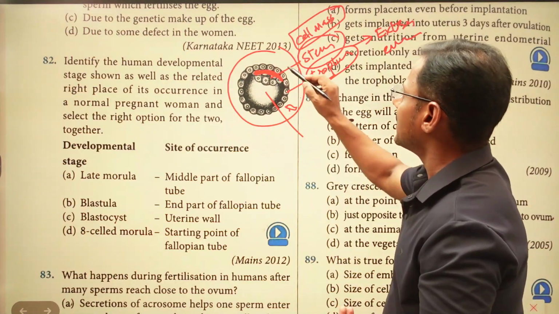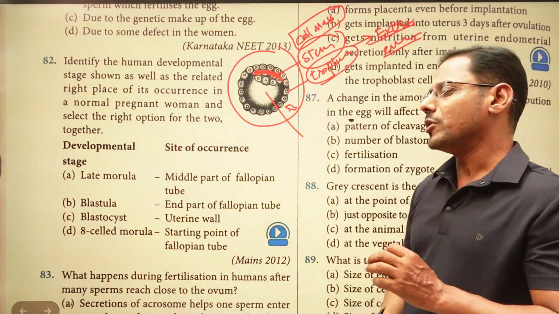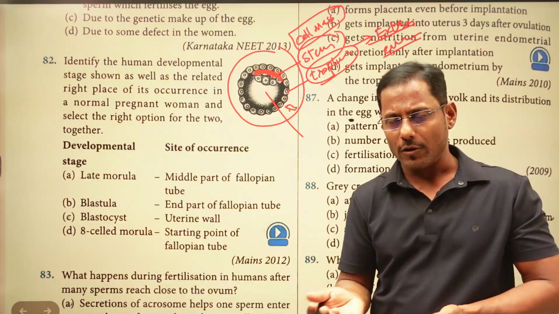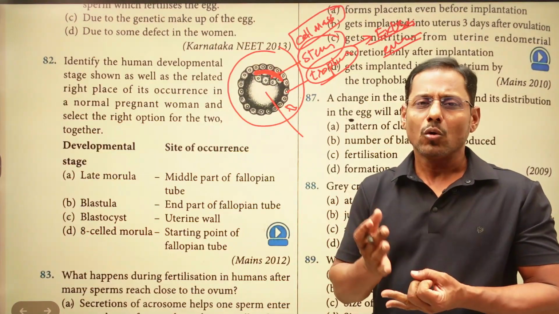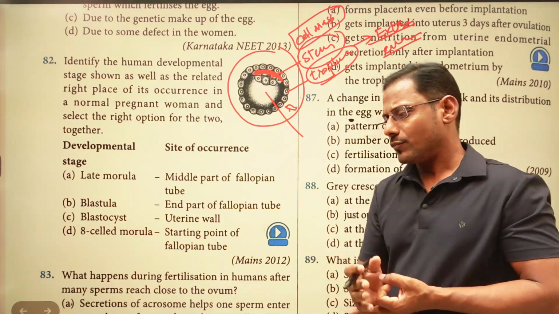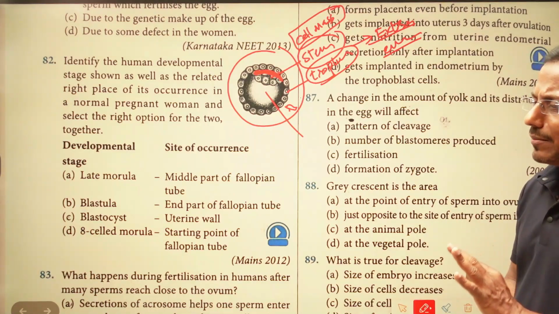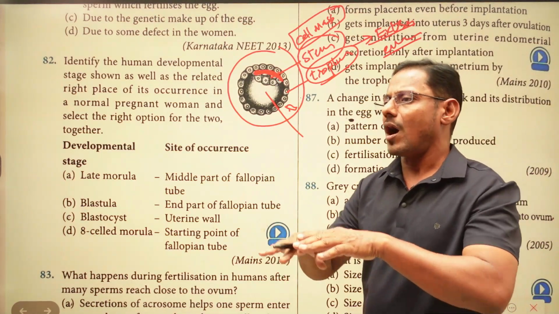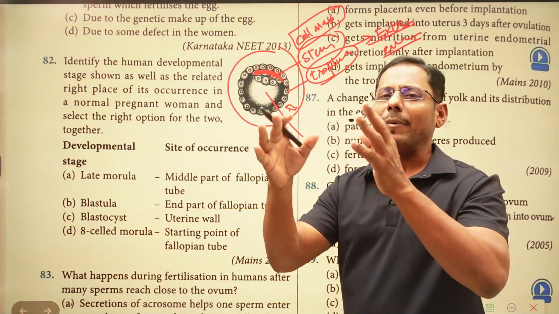From these layers only, the extra embryonic membranes are going to be developed. So what are the extra embryonic membranes? Generally they are the allantois, chorion, as well as the amnion. So these three are extra embryonic membranes. Extra means outer. So these membranes are going to wrap around the embryo.